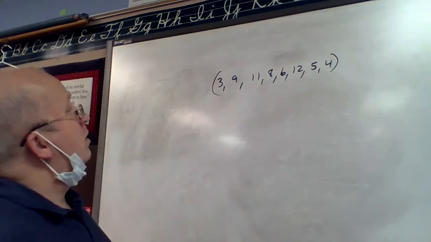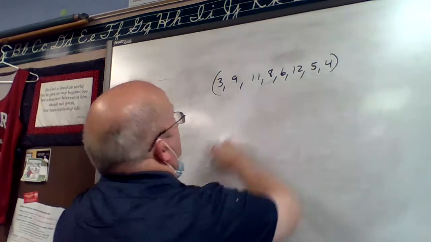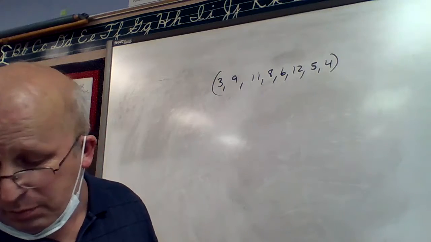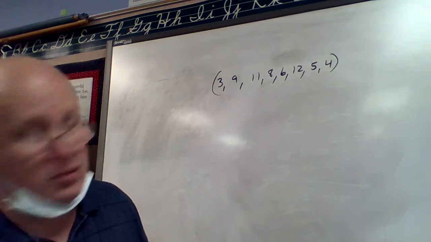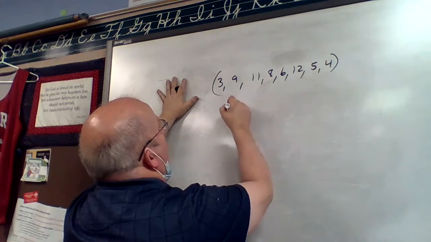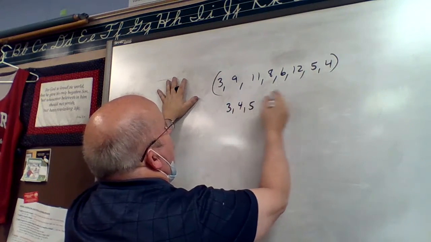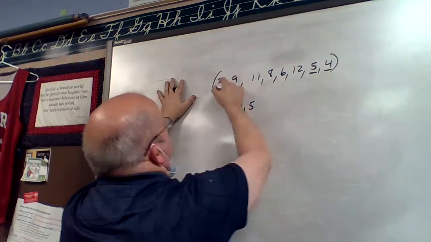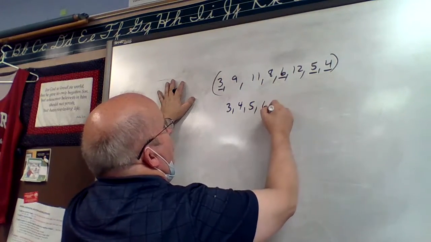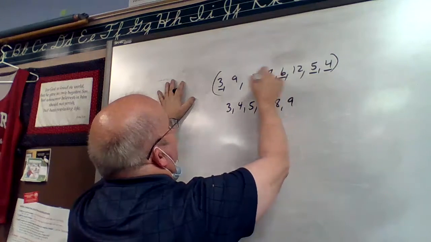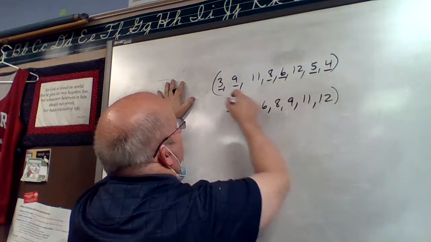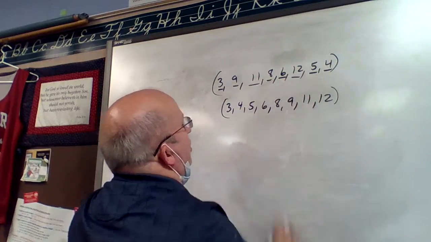Here we go. Okay, first of all, I got this set of numbers up here. You might notice it's one of your problems from the textbook, or the worksheet. It's worksheet problem number 1. The first thing I'm going to do is put these numbers in order from smallest to largest. So I've got the 3, the 4, the 5, and then there's 6, and then there's the 8, the 9, and what's next? The 11 and the 12. Okay, so I got them in order from smallest to largest.